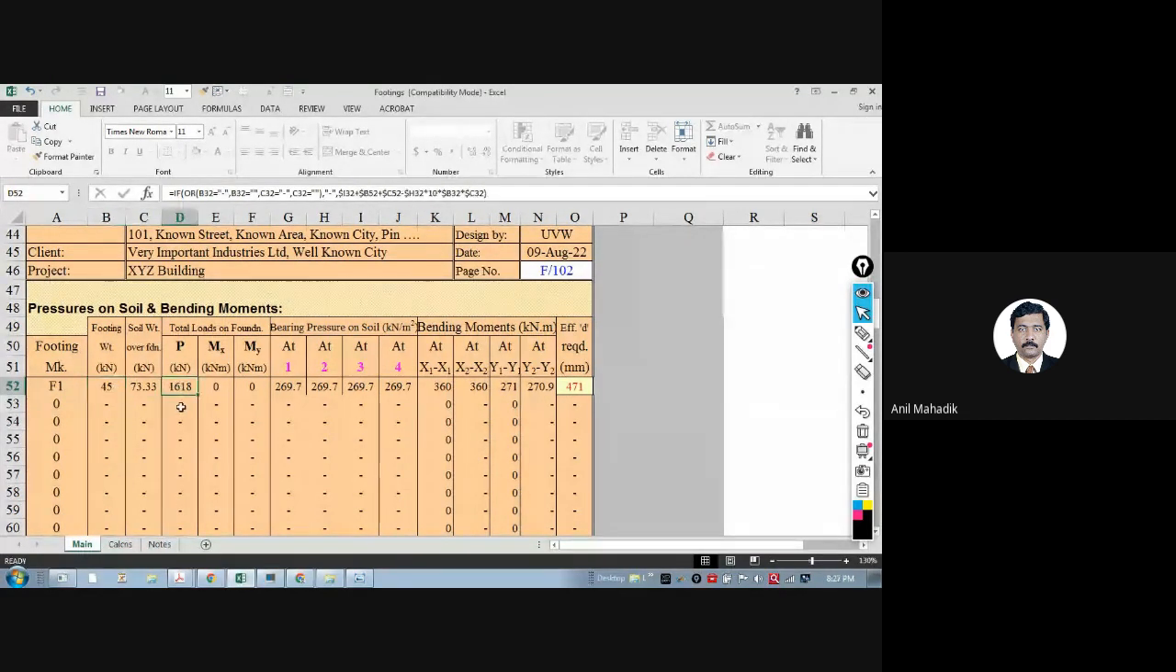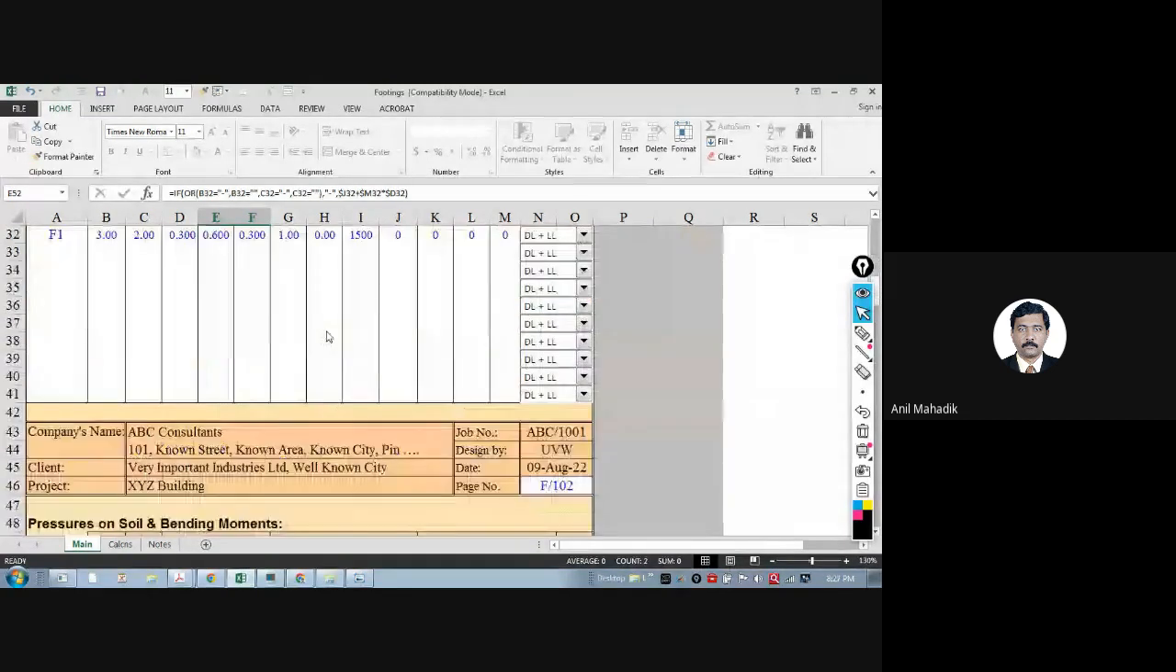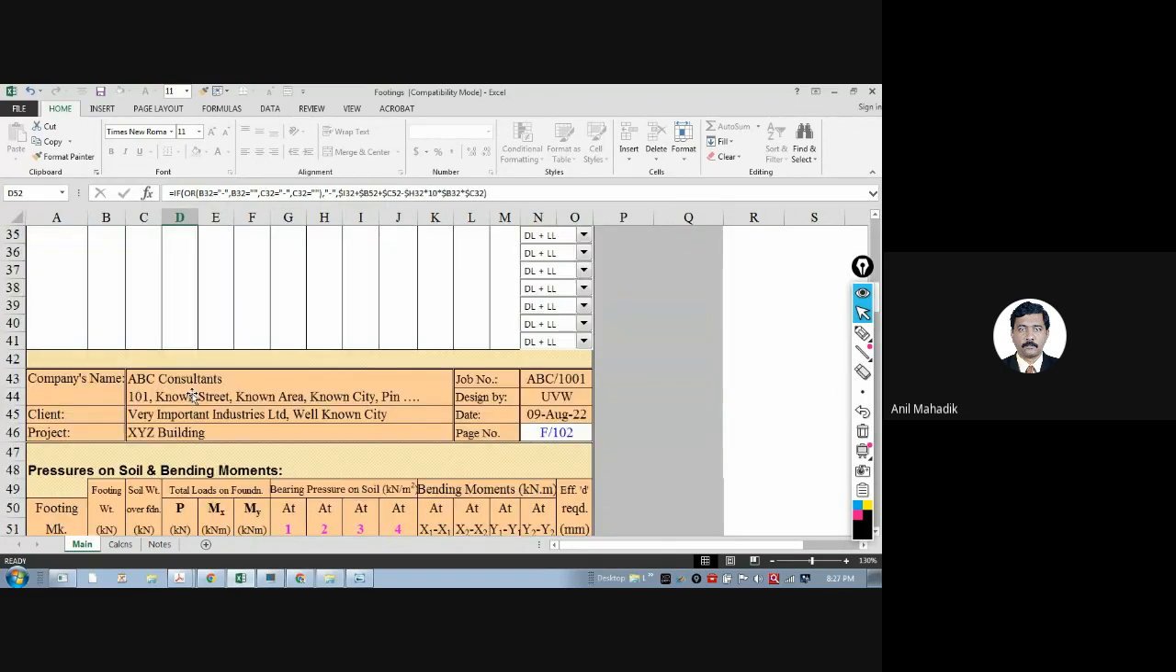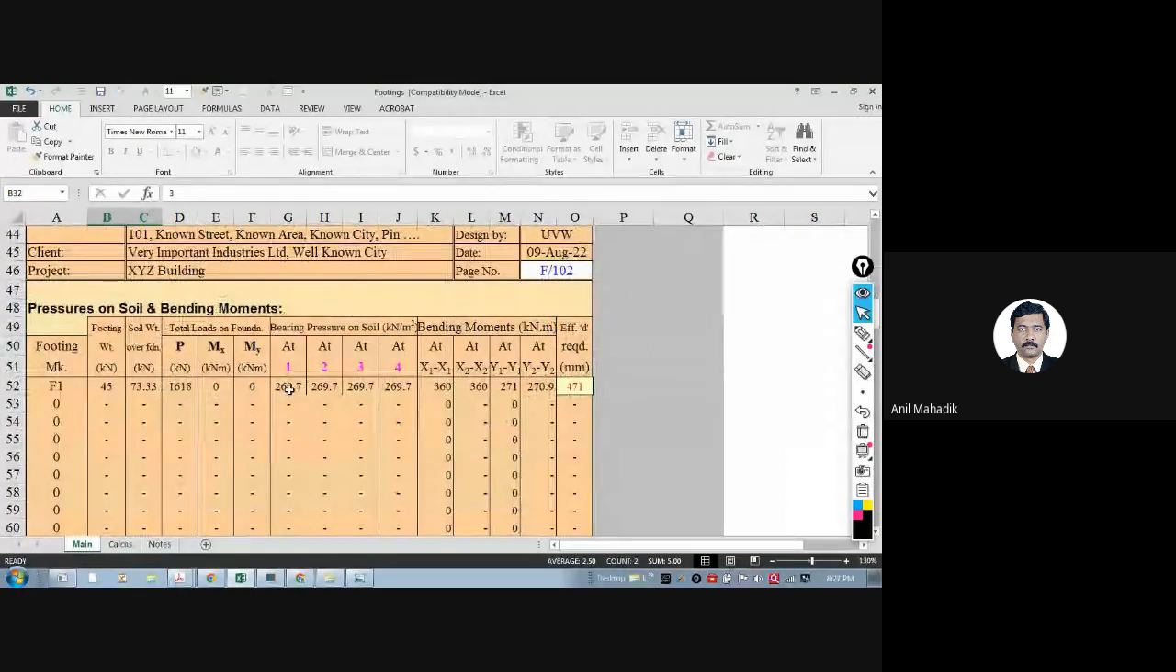So total weight is 1618 and not 1500. Please keep in mind, as there is no moment, the upward pressure will not be due to moment, only axial pressure. These are the stresses, that is nothing but bearing pressure on soil. P upon A. P is 1618 divided by A, the area provided. Area provided is 3 into 2.